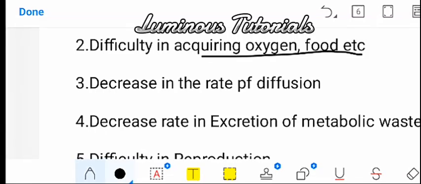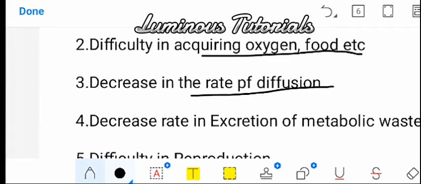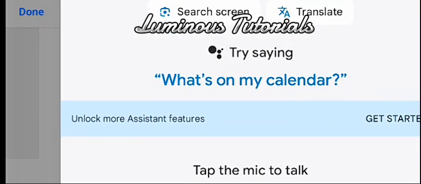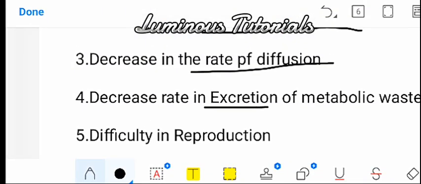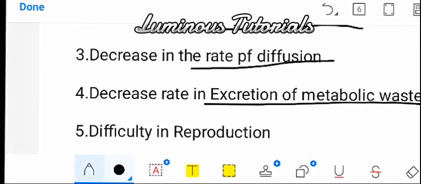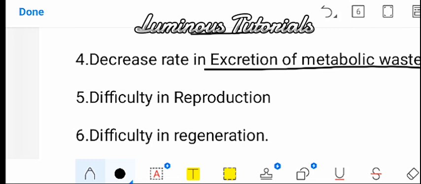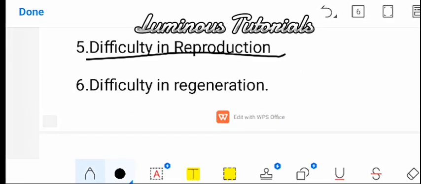Am I communicating? Then the next thing you need to know is this: as complexity increases, the rate of diffusion is decreasing. Why? Because it's not simple. Even the rate of excretion of metabolic waste is decreased. Are you there? And then reproduction is even more difficult. Why? Because of the complexity, so many cells are now involved. Am I communicating? And lastly is difficulty in regeneration.